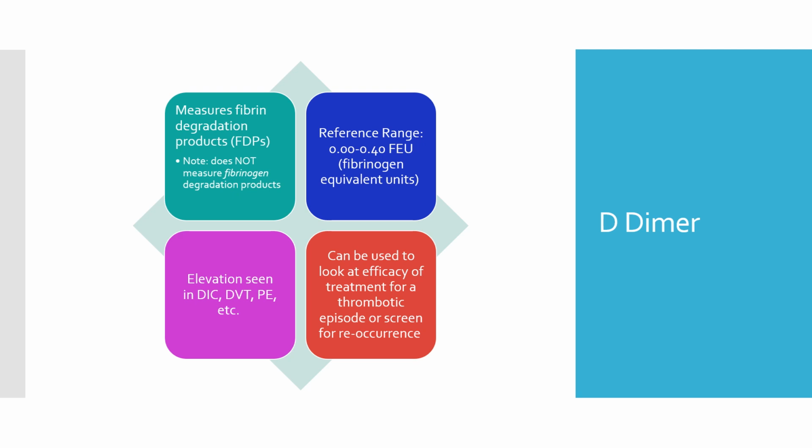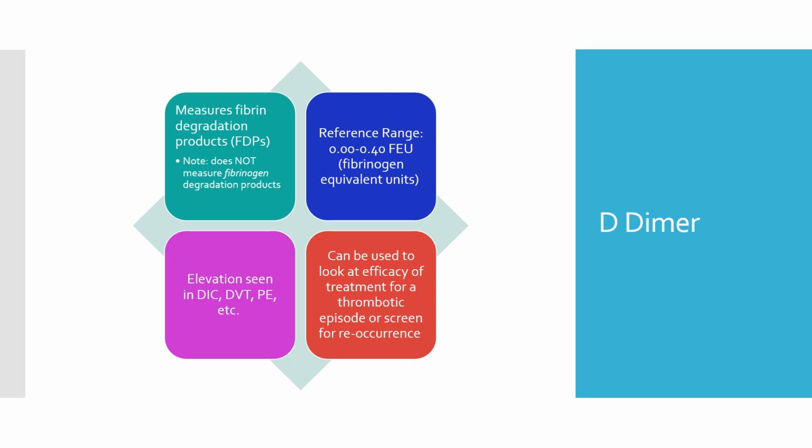We're looking for those degradation products in D-dimers. We could see an elevation in DIC, deep vein thrombosis, pulmonary embolism, anytime really where there is a clot formation and our body is starting to break down the clot as it should.